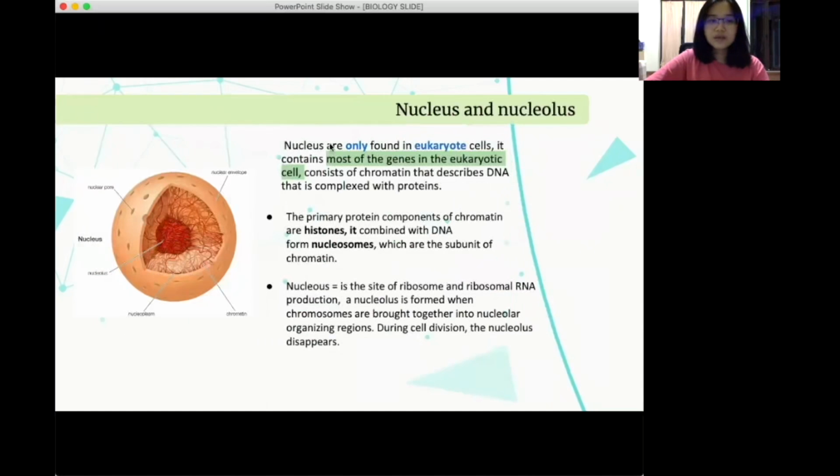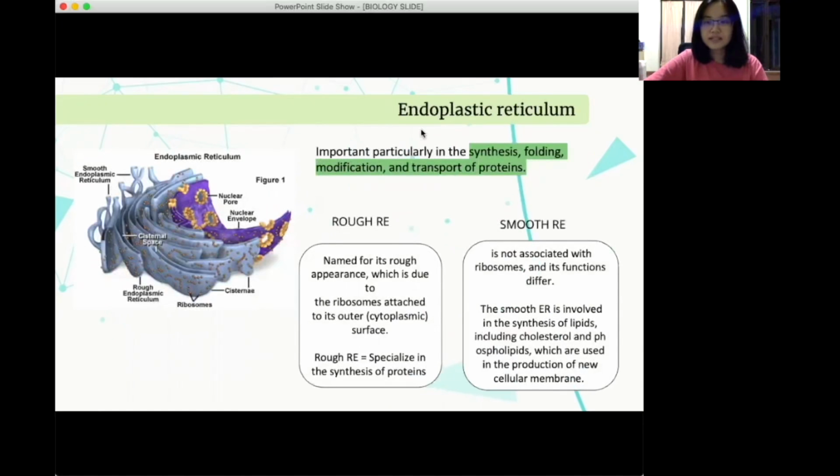Now, I'm going to talk about the nucleus and nucleolus. The nucleus is only found in eukaryotic cells, and it contains DNA with proteins, while the nucleolus is the site of ribosome and ribosomal RNA production. Now I'm going to talk about the endoplasmic reticulum. It's particularly for synthesis, folding, modification, and transport of proteins.